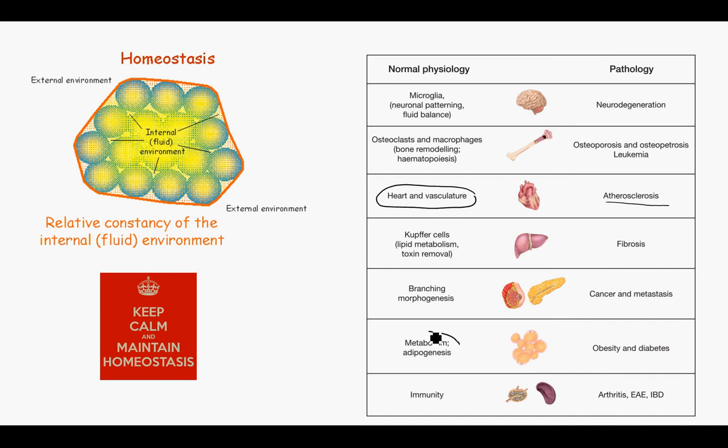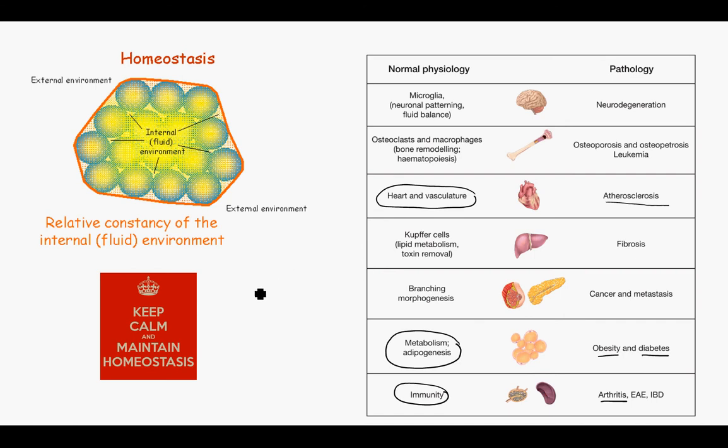If we have problems with our metabolism and not being able to balance the amount of energy we're consuming and the amount of energy we're using, this can lead to obesity and diabetes. Problems with immunity can lead to arthritis. So homeostasis is a really important idea to understand in biology because it can lead to, or is the reason for, so many of the diseases that exist.